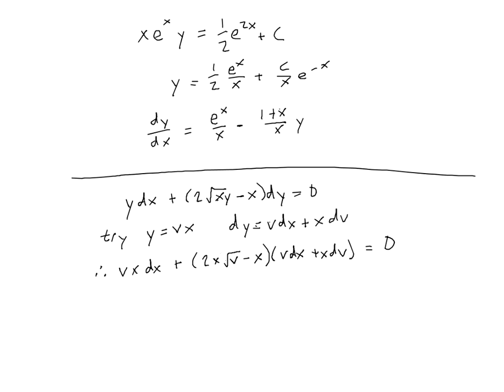So you can take this and simplify it by multiplying all these terms out. Then you have 2v to the 3/2 dx plus 2 square root of v minus 1 x dv is equal to 0.